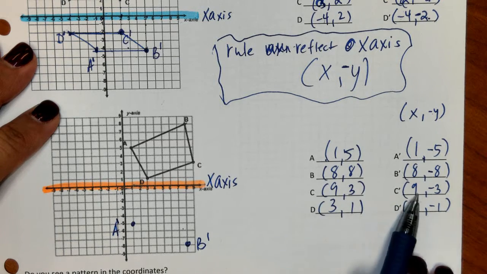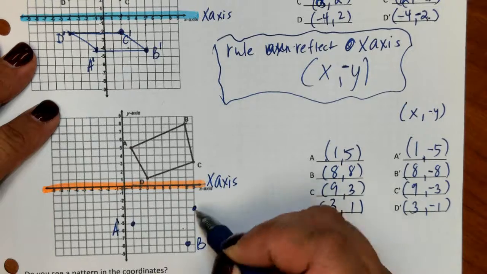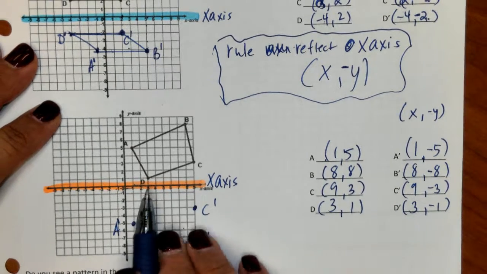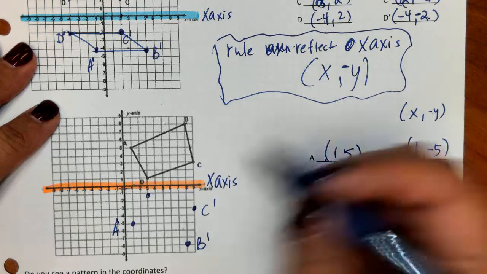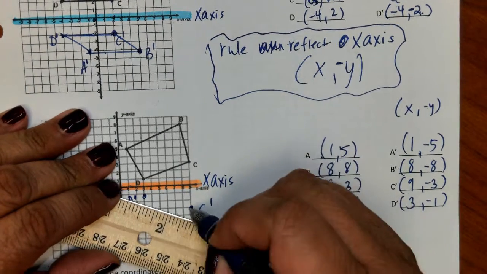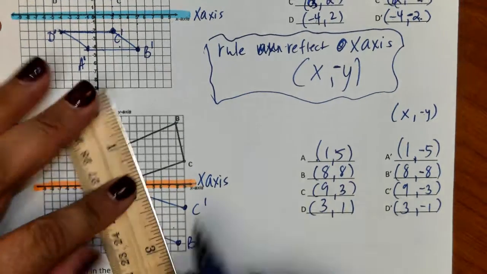Okay, and now I'm going to take C, go 9, negative 3, and that's C prime. And then we're going to go 3, negative 1. Okay, and you could have done that all through just reflecting across my orange line. Okay, you didn't have to use a rule.